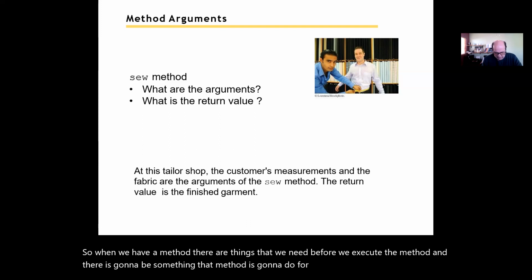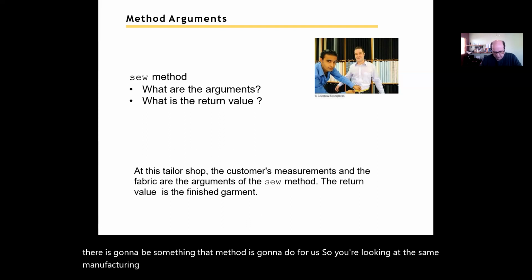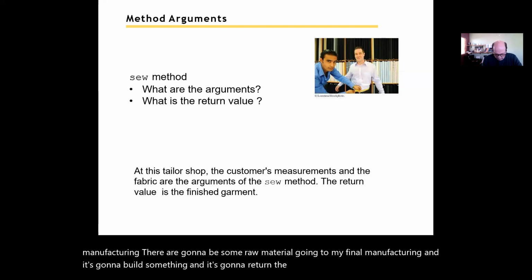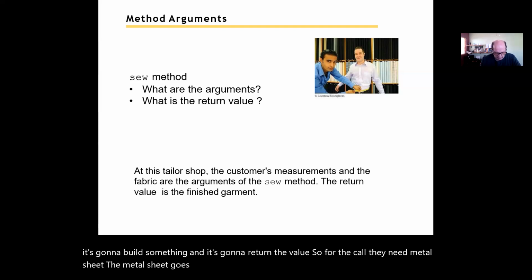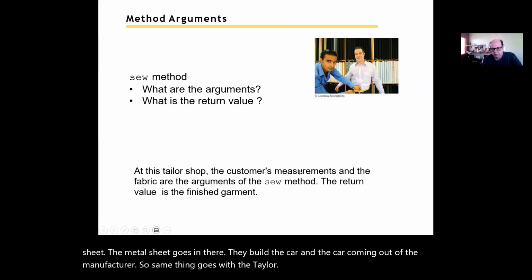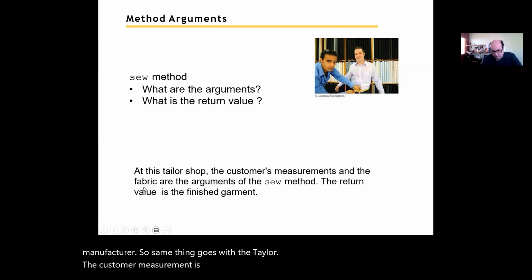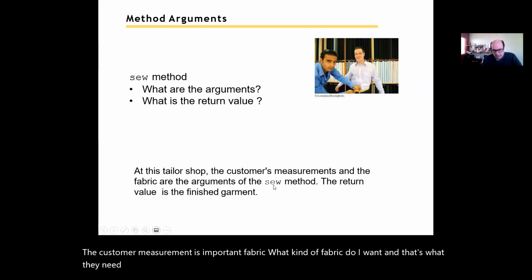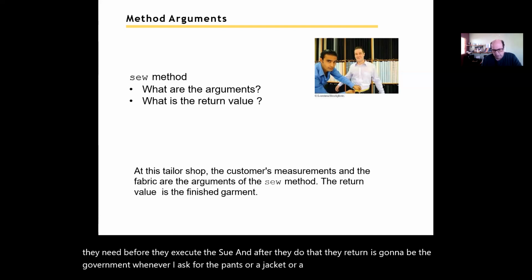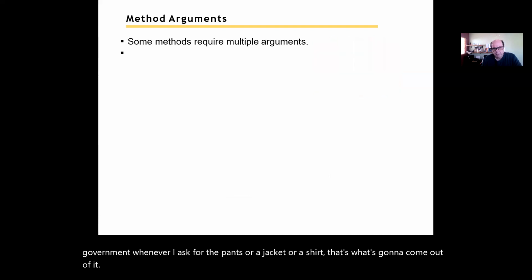So you're looking at, let's say, manufacturing. There is going to be some raw material going to my final manufacturing, and it's going to build something, and it's going to return the value. So for a car, they need metal sheet. The metal sheet goes in there, they build the car, and the car comes out of the manufacturer. So same thing goes with the tailor. The customer measurement is important. Fabric, what kind of fabric do I want? And that's what they need before they execute the sew. And after they do that, the return is going to be the garment, whatever I ask for, a pants or a jacket or a shirt. That's what's going to come out of it.